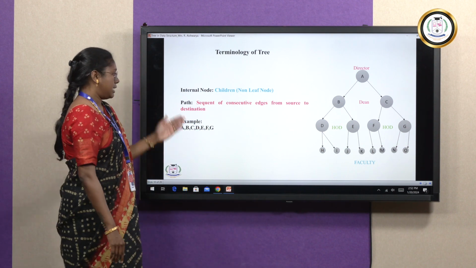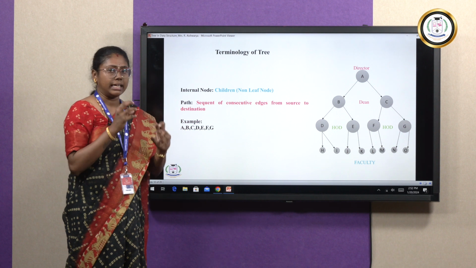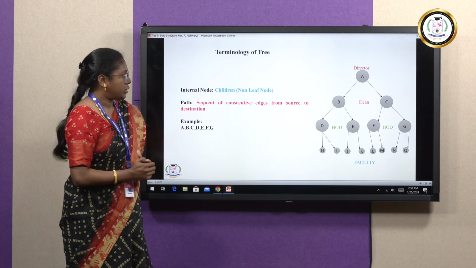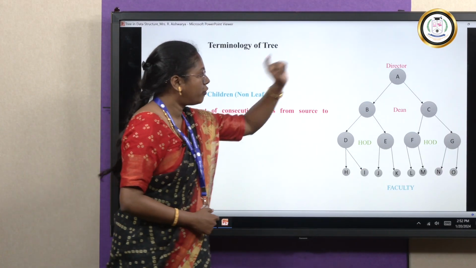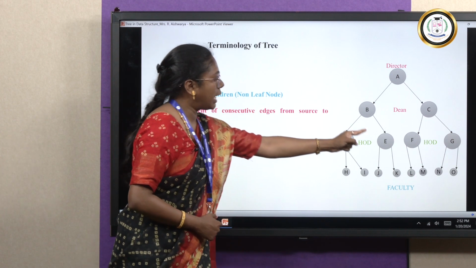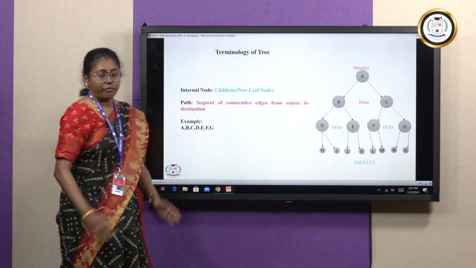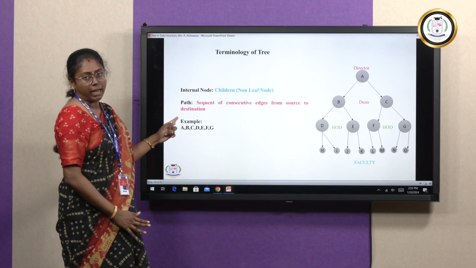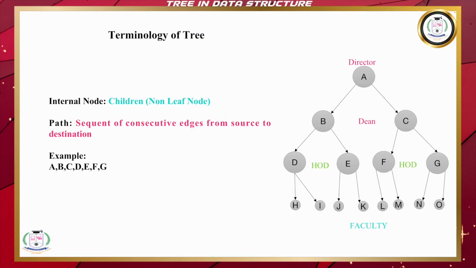The next terminology, a path. As I already told you, a branch is all about the connectivity between the parent and the child. The path is something different. Suppose I ask you the question: from the root node, please reach J. What will you do? From A, you can travel to B, then to E, and you can reach J. This is nothing but the path. If you travel from the root to the mentioned node, that is the path. So you should know the difference between a branch and a path. That is the example I have given here.